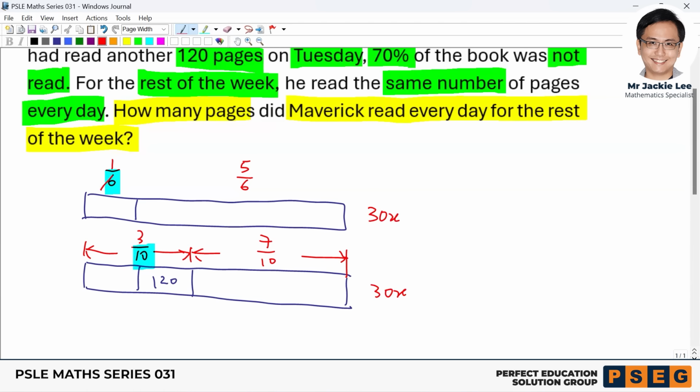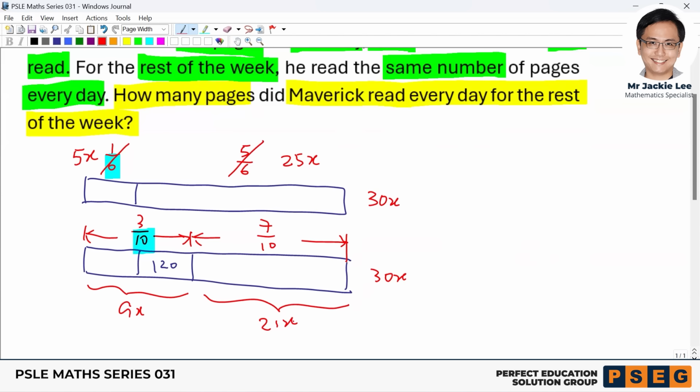Okay, so now we go and change it. 1/6, I think this will correspond to 5x. Then this is 25x. Then for the Tuesday one, up to here, I think will be 9x. Yeah, I wrote over here. This is 9x. And then this one will become 21x.